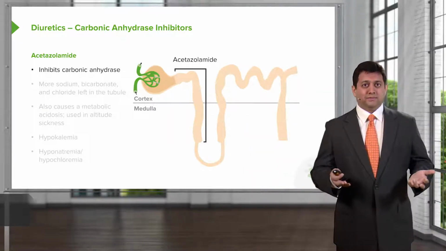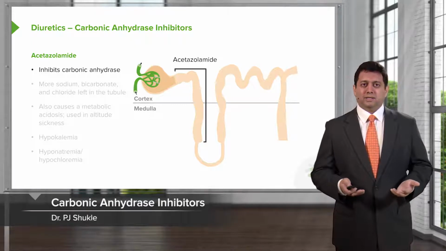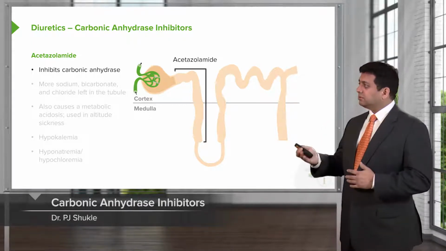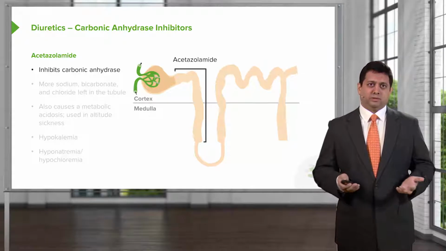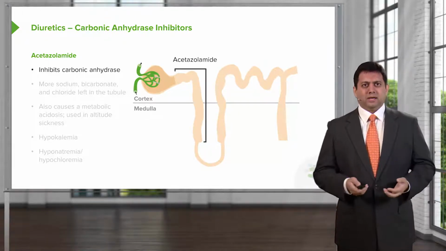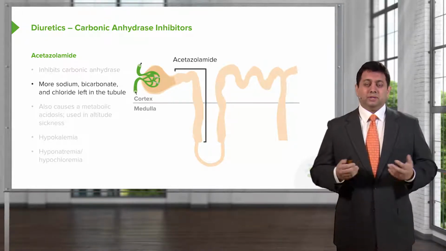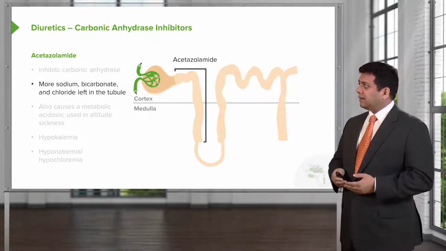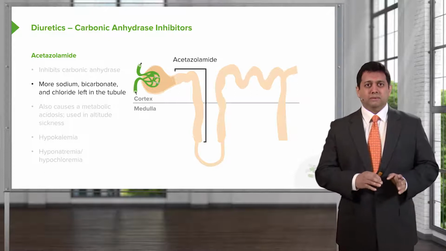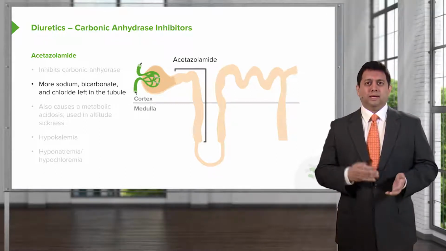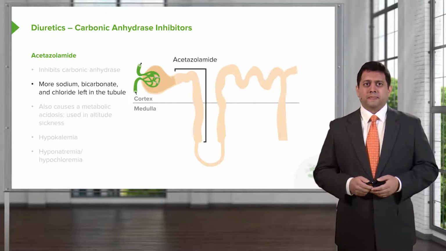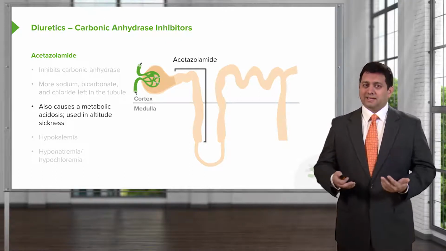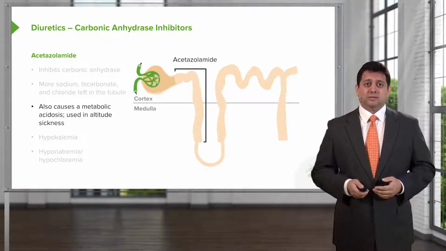The next class of drugs are the carbonic anhydrase inhibitors. The prototypical drug in this drug class is acetazolamide. We don't use it that much in hypertension, but we do use it in other areas. Now, what it does is it inhibits carbonic anhydrase, leaving more sodium, bicarbonate, and chloride in the collecting tubules. Now, this results in a metabolic acidosis, so it is used in altitude sickness.